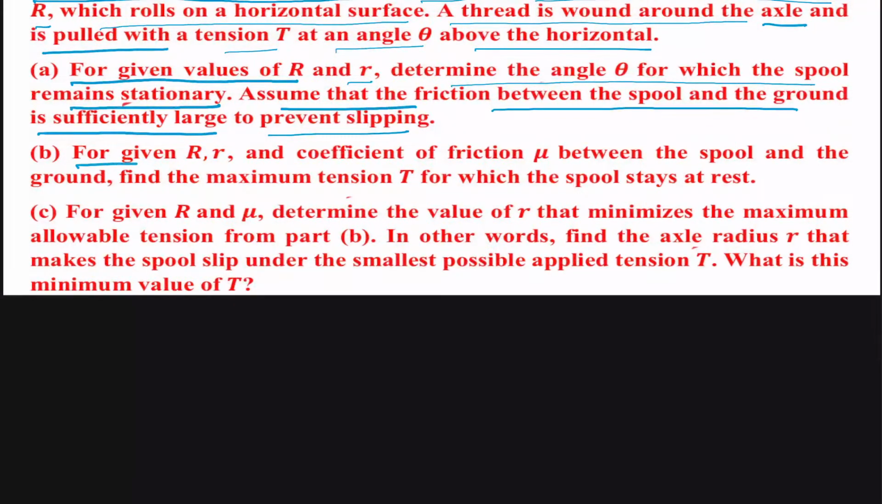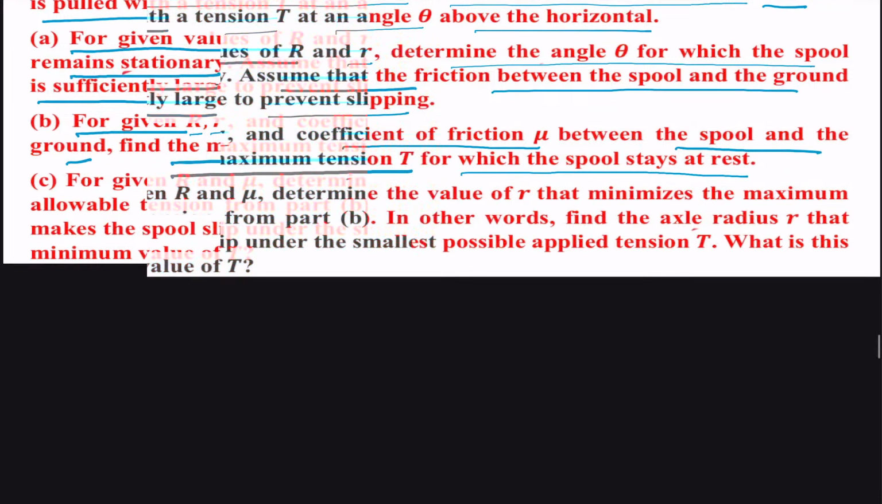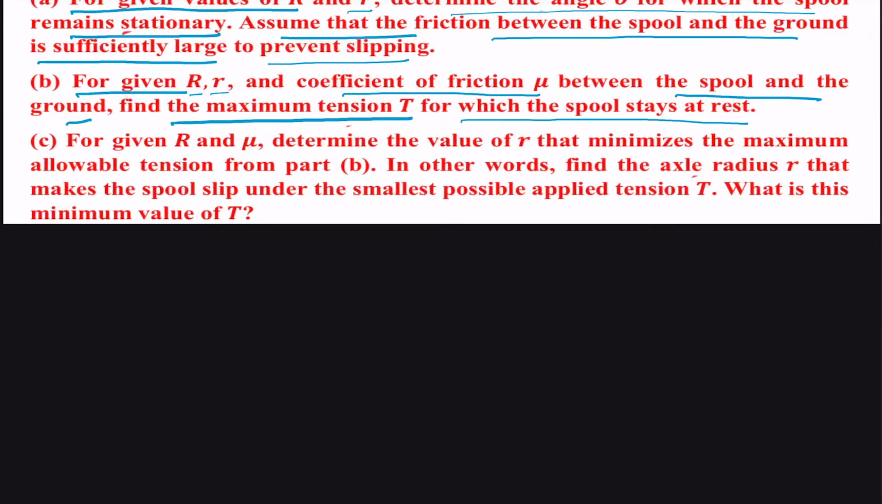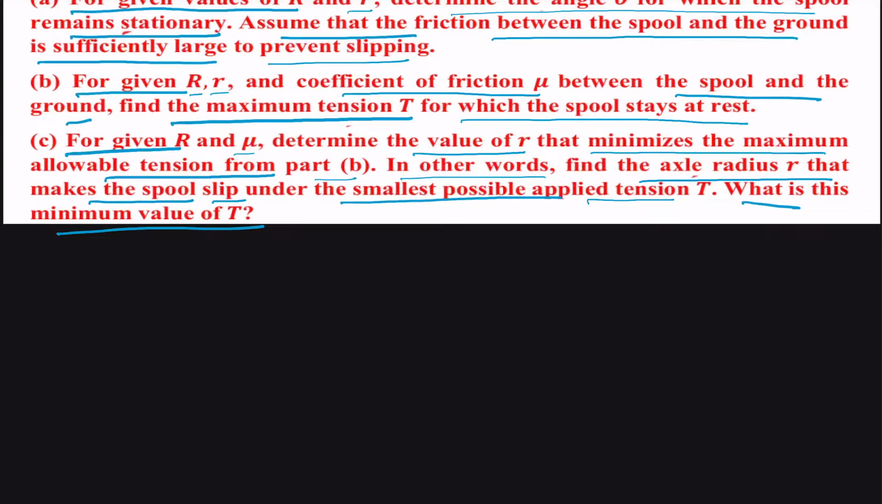Part B, for given small r and the coefficient of friction mu between the spool and the ground, find the maximum tension T for which the spool stays at rest. And finally part C, for a given r and mu, determine the value of small r that minimizes the maximum allowable tension from part B. In other words, find the axle radius r that makes the spool slip under the smallest possible applied tension T. What is the minimum value of T? Okay, so these question parts look a little bit lengthy, but they are very easy to solve.